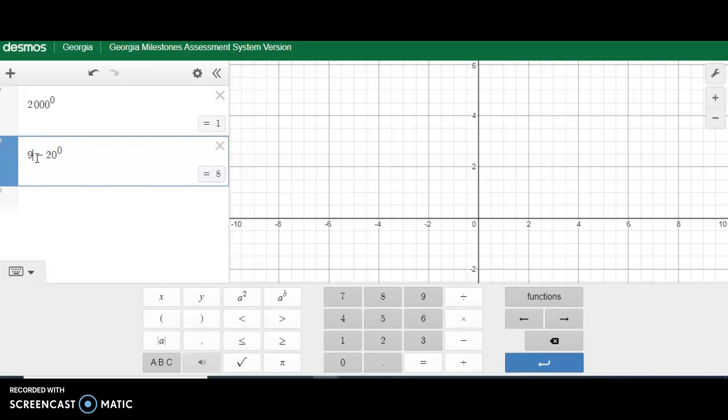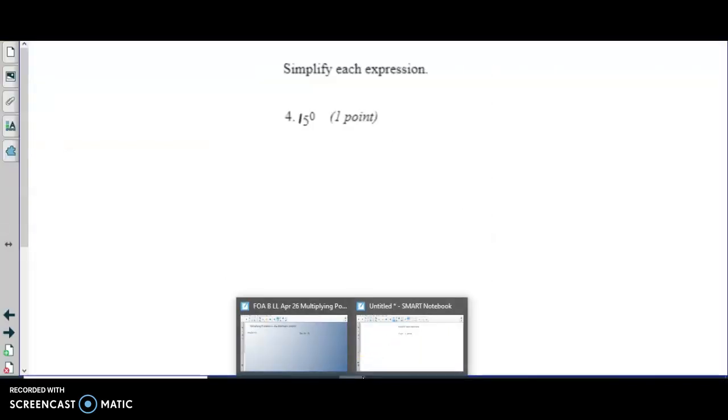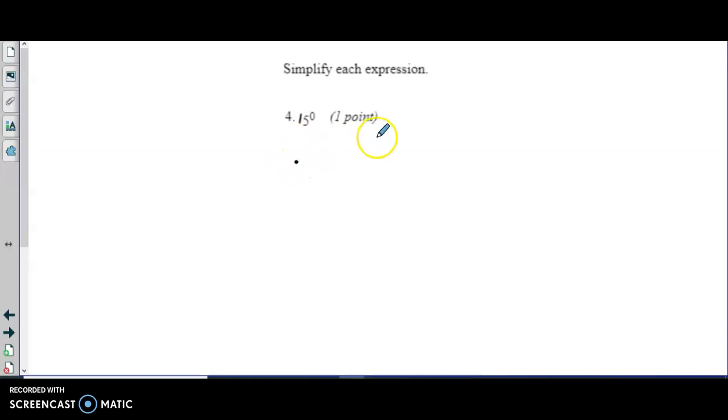It doesn't matter what it is. Anything raised to the 0 will equal 1. Even x raised to the 0 will equal 1. So you don't really have to type those in your calculator. You just need to remember that anything raised to the 0 power equals 1.